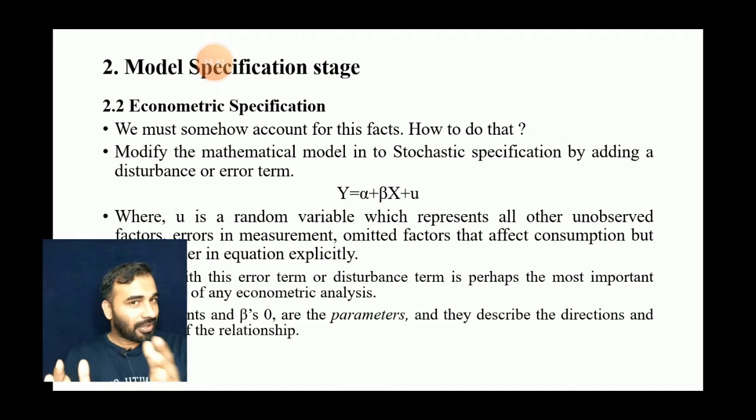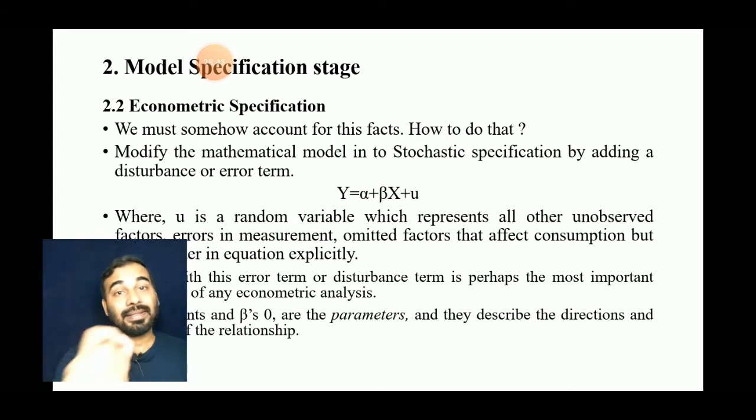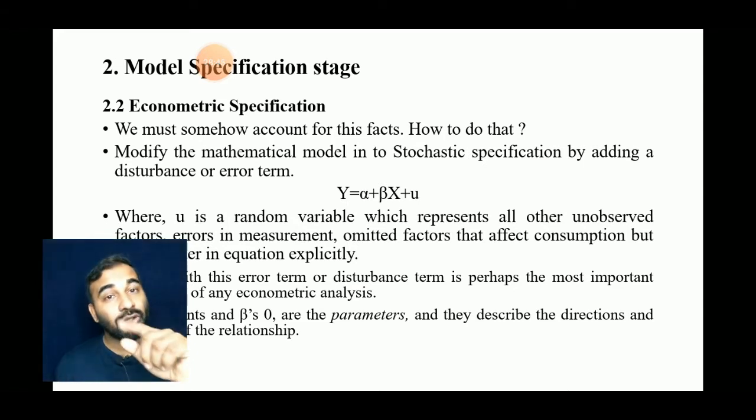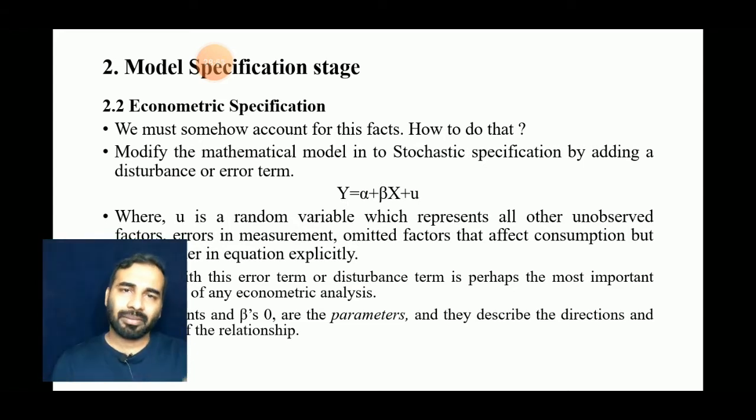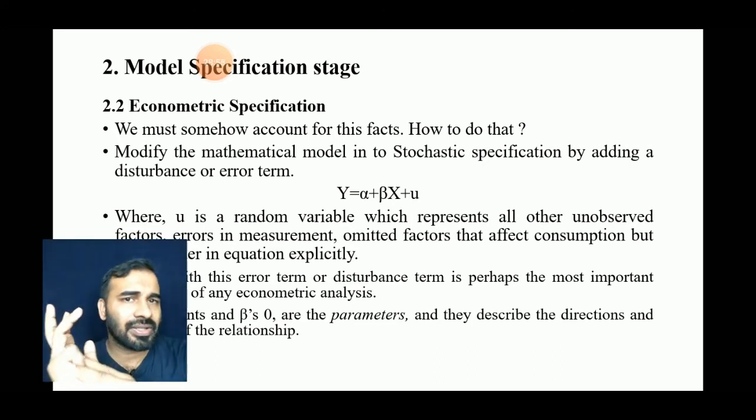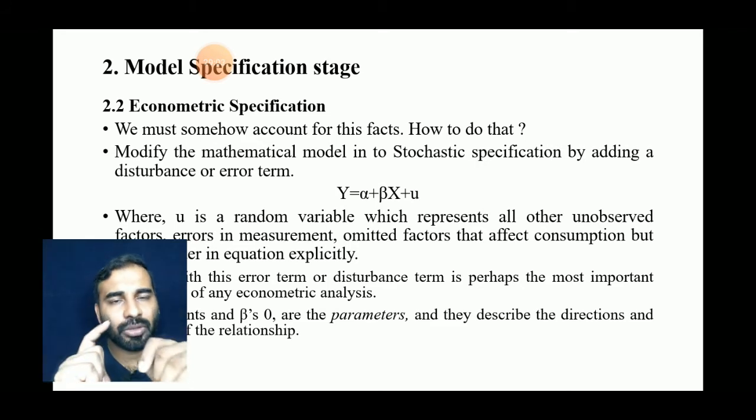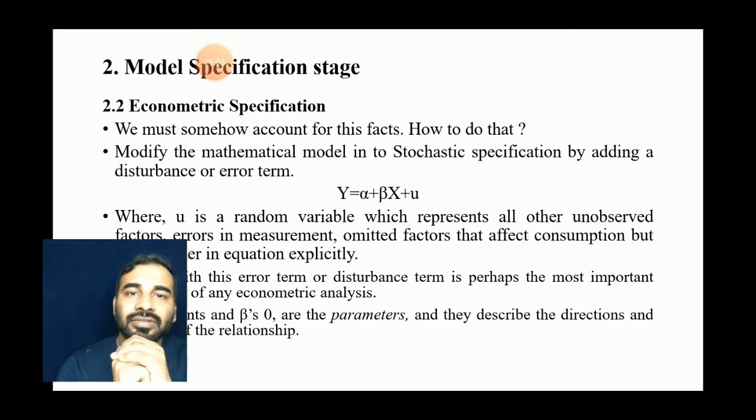What is that variable? It is called the U term. So we are just converting a mathematical model into an econometric model, simply adding a term or a variable called U term or disturbance term or error term. There are different names for that. If you look at different books, you can see different names. Disturbance term, error term, these are the most common words. U term or epsilon term.